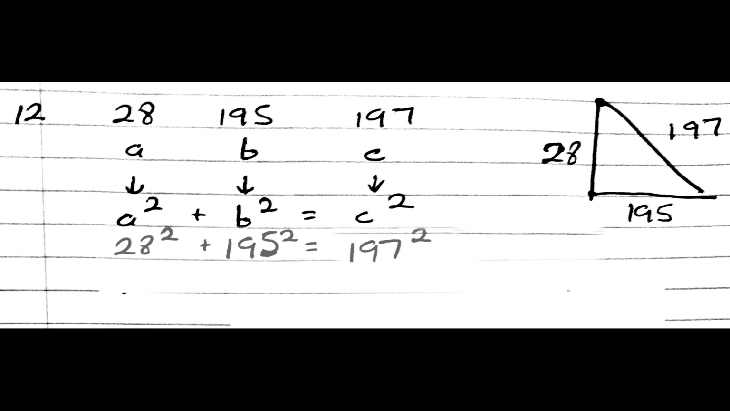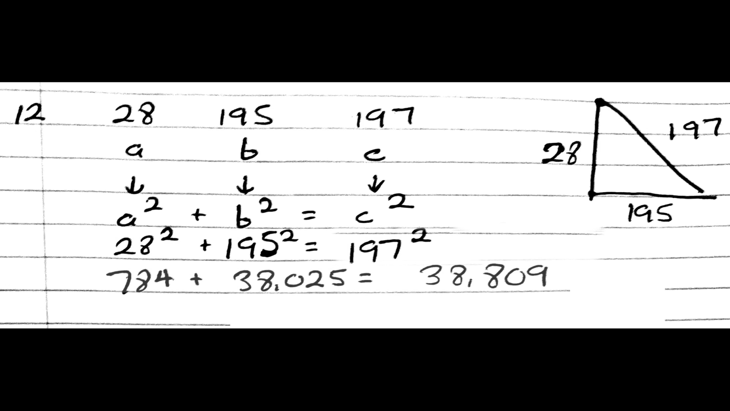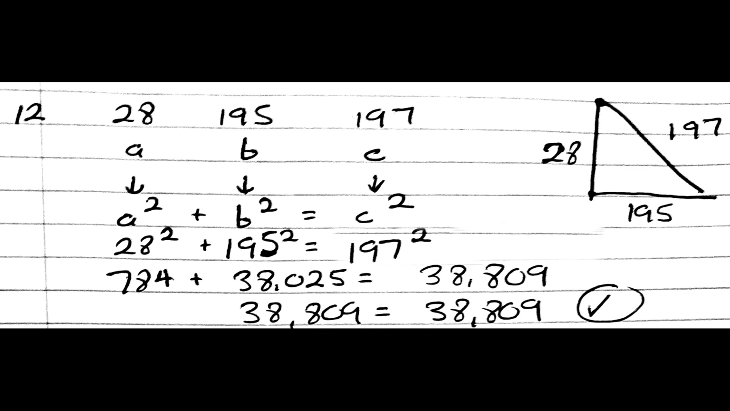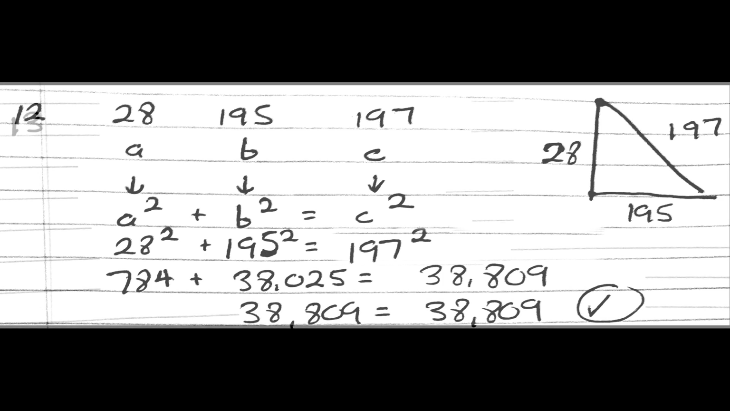So we have here 28 squared plus 195 squared equals 197 squared. And if we work this out, 784 plus 38,025, does it equal 38,809? We find out it does, and it passes the Pythagorean test. So yes, this particular triangle is a right triangle. All right, so that's the first one.